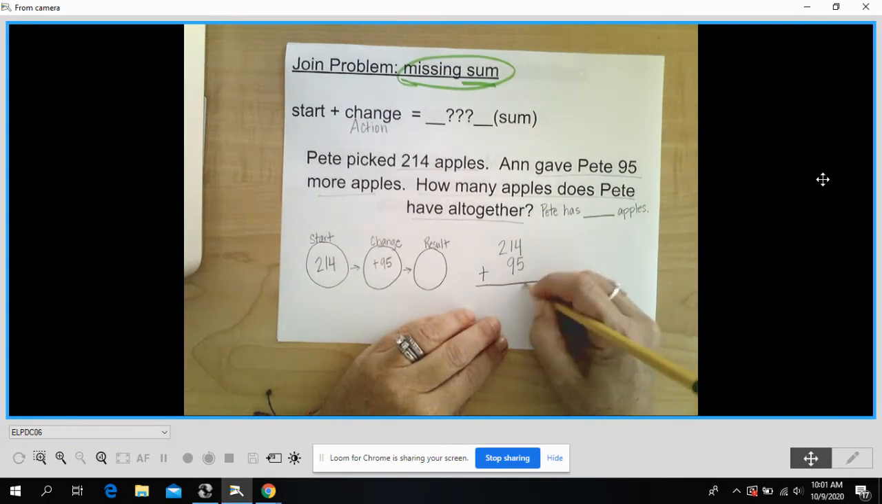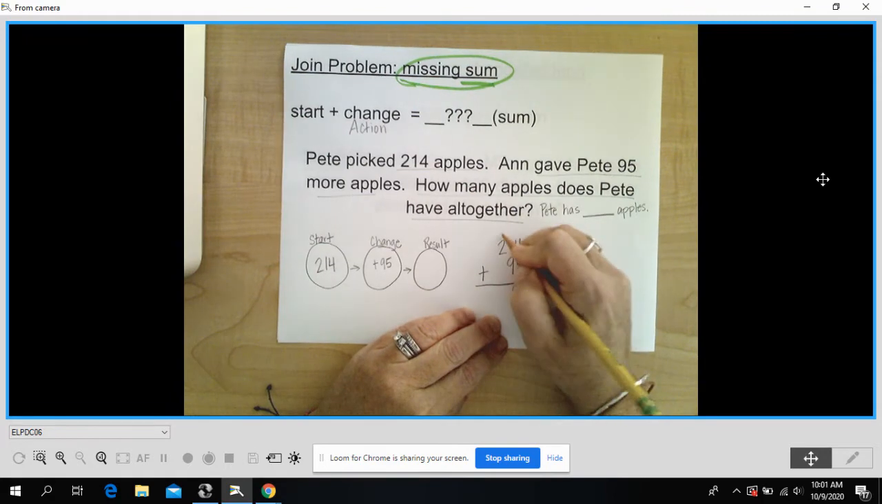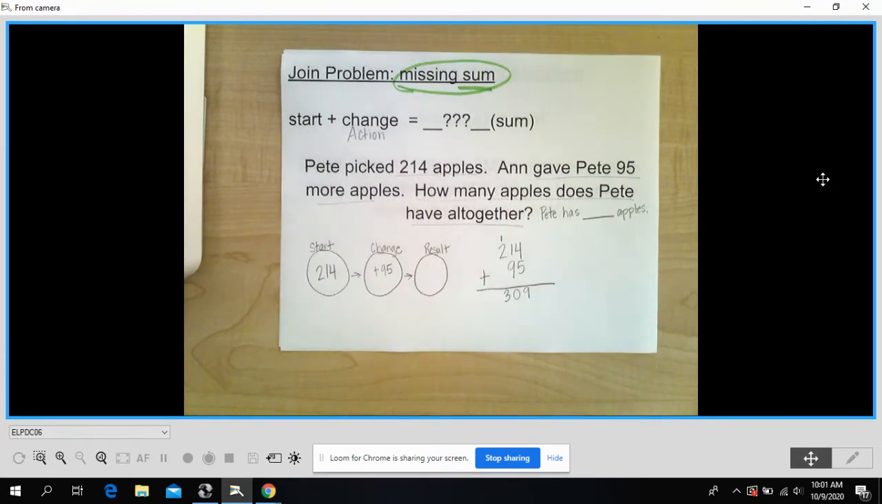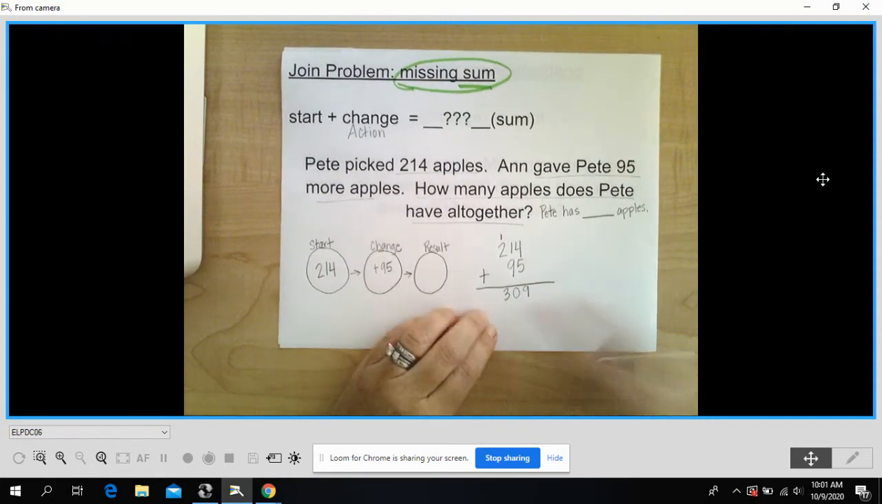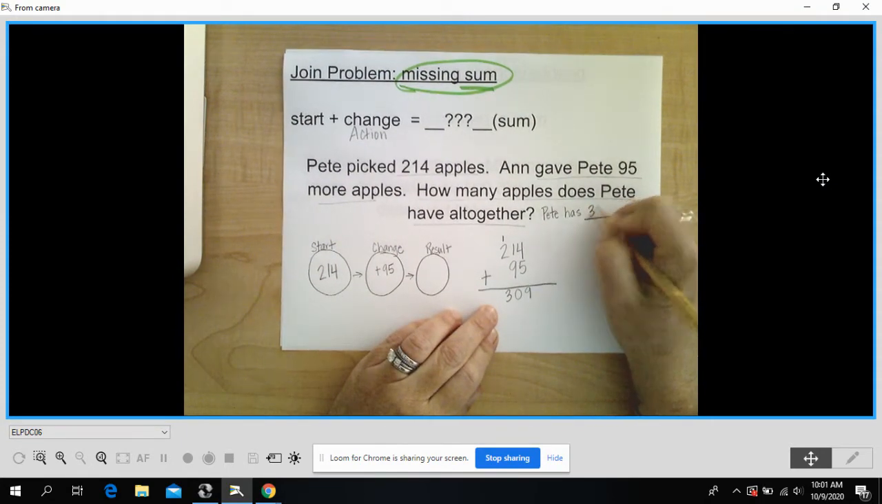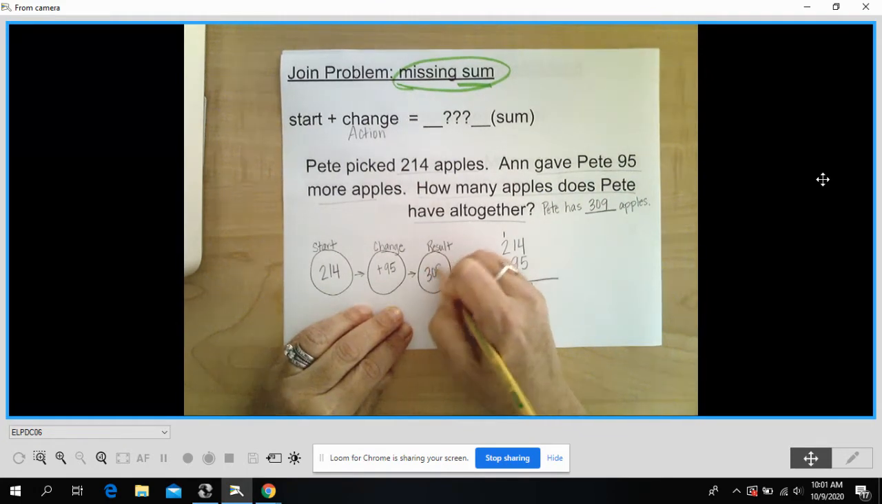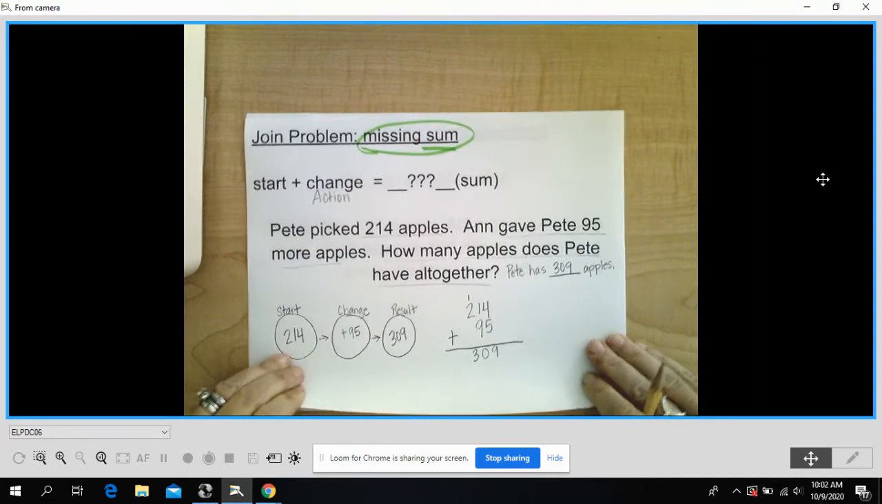5 plus 4, 9. 9 plus 1 is 10. I put the 0 and carry the 1, and 2 plus 1 is 3. So we have figured out now, based on the information in the problem and following our diagram and doing the math, that Pete has 309 apples. That is the result. Okay? Good job. Let's try another one.